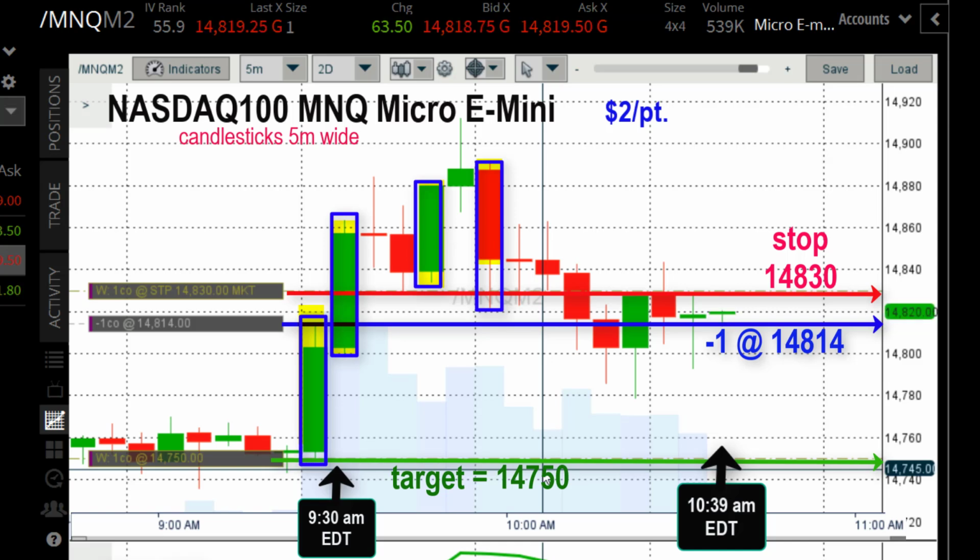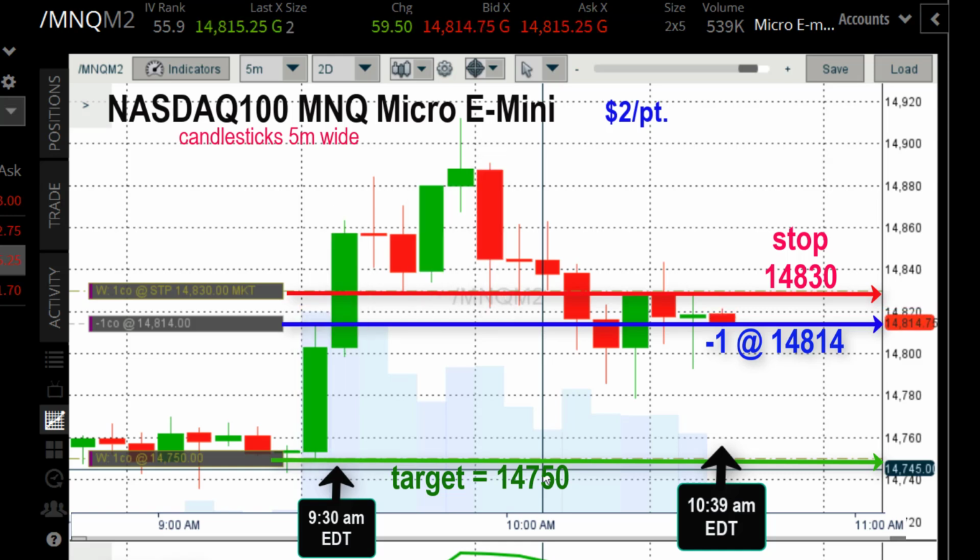I'm short one contract at 14,814. And my stop is $32 up at 14,830. That's 16 points, $2 a point, $32 up. And with this volatility, I don't like having that stop up that high.